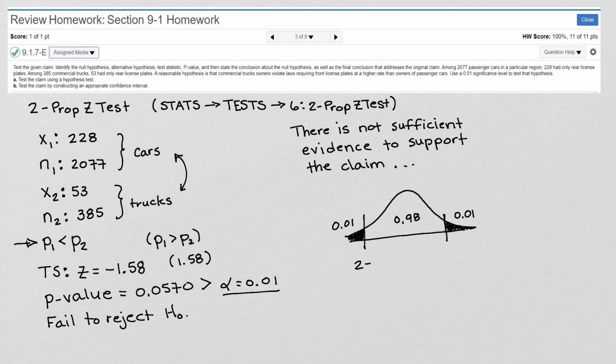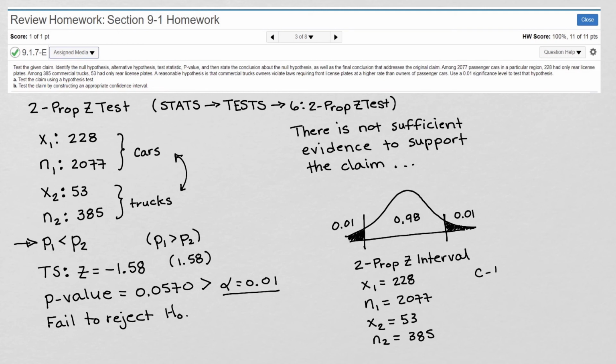So when I run a 2-prop Z interval, this is going to be pretty similar to the 2-prop Z test. X1 is the 228, N1 2077, X2 is 53, N2 385, and the confidence level is 98 or 0.98, either one is fine. And that gives me a confidence interval of negative 0.0717 to 0.01597.